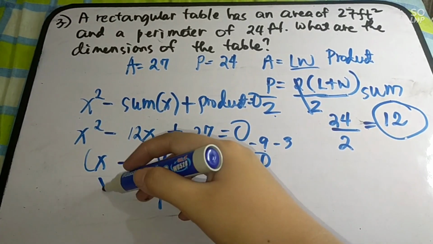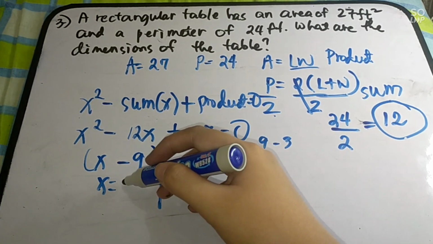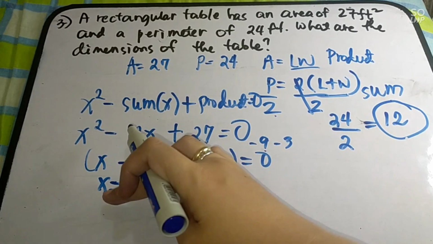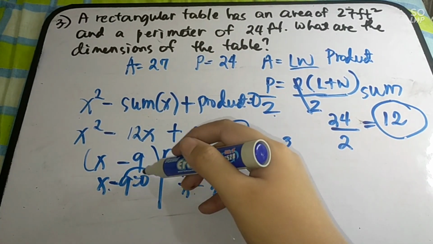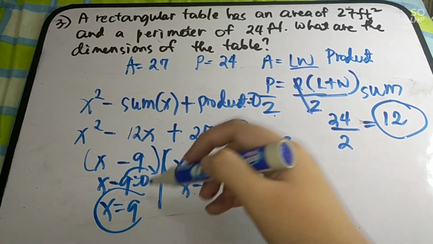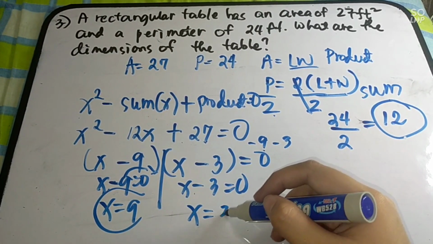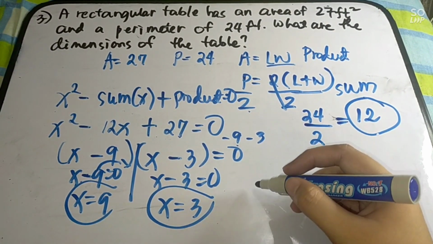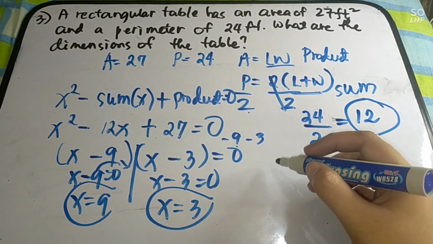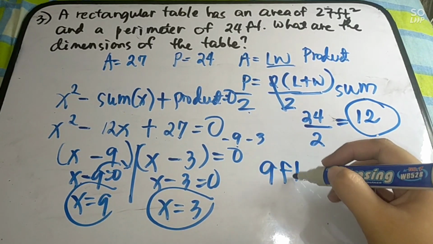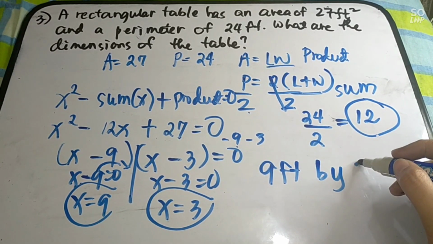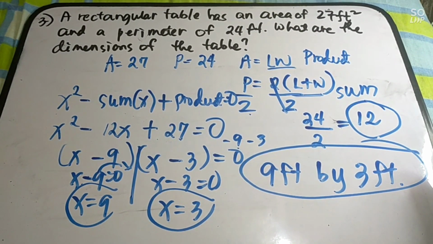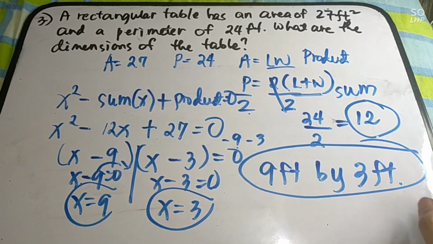Then, solve for x. x minus 9 equals to 0. Then, x minus 3 is equals to 0. So, x minus 9, lipat mo, x is equals to positive 9. Then, this one, x is equals to positive 3. That is it. Therefore, ang inyong dimension, the dimension is 9 feet by 3 feet. So, this would be your dimension. Is it clear? So, that is the length and the width natin.